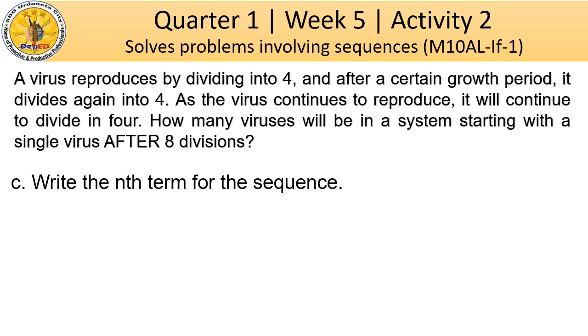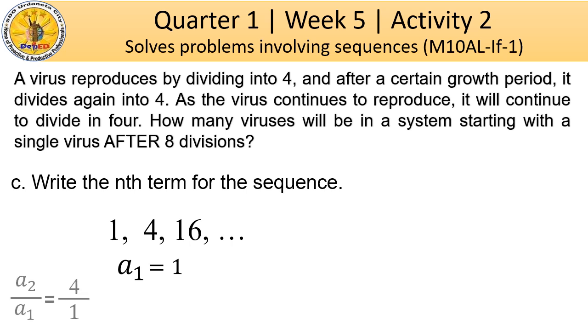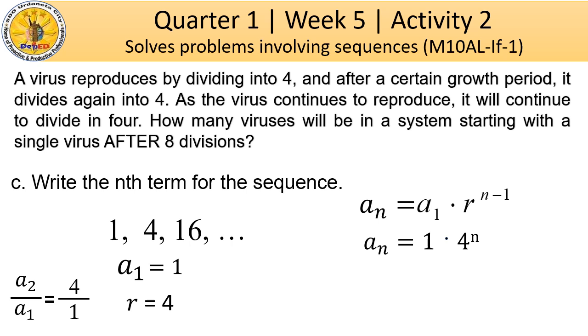Write the nth term for the sequence. The first term is equal to 1. You can determine the common ratio by dividing each number in the sequence by the term preceding it. So let's divide the second term by the first term, and that is equal to 4. So the common ratio is equal to 4. Let's use the formula for finding the nth term in a geometric sequence. Let's substitute the given values. And then we have a sub n is equal to 4 raised to n.